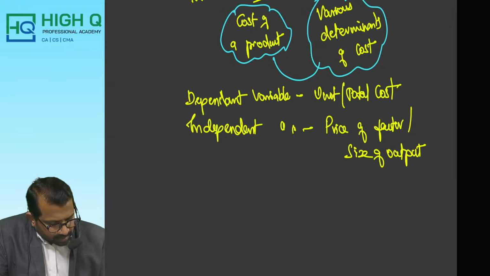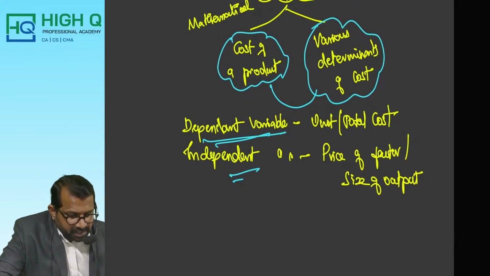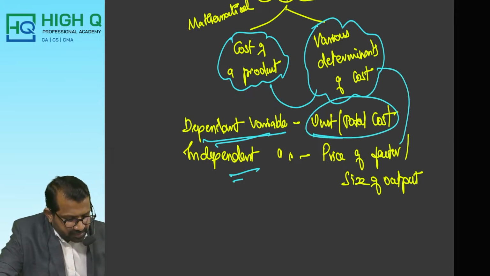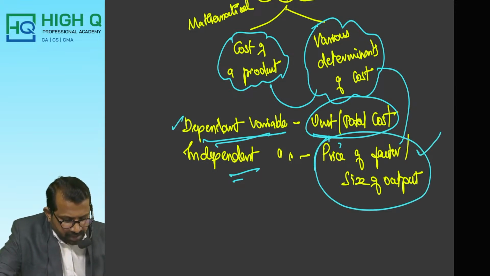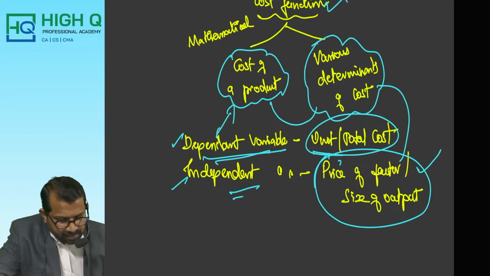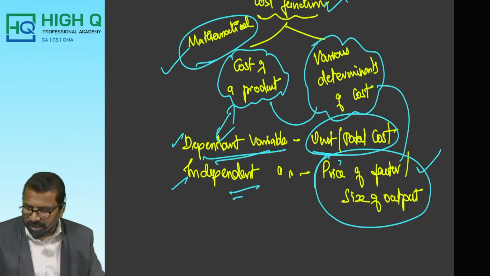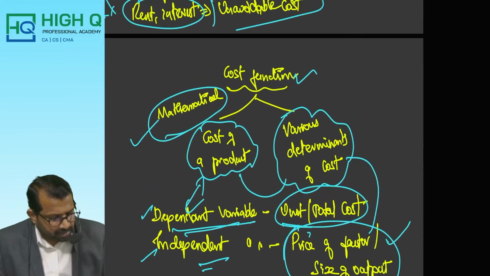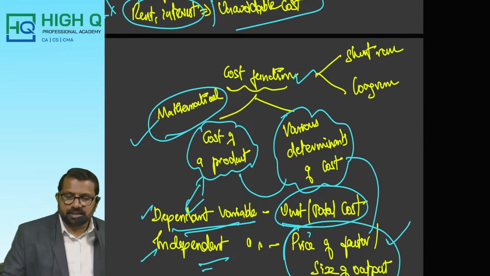Now just see here, dependent and independent. The cost of the product, that is unit cost or total cost, and the various determinants, the price of factor as well as the size of output. So dependent and independent variables. It's a relationship. What type of relationship? Mathematical relationship. Hence it is called the cost function. But this cost function deals with two runs. One is short run, another one is long run.